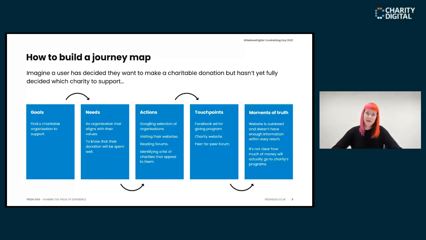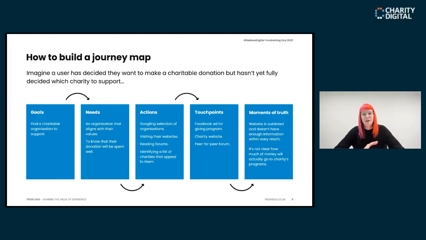Okay, so here I've used the very first stage of the user's potential journey, which I've put here as researching. The user's goal is to find a charity to donate to. At this point, they need the charity's values to align to their own, and they need to feel confident in how their money is going to help others. So we've started to fill out the first two boxes in our journey map now. They'll then take actions that will give them a few different touch points with your charity.